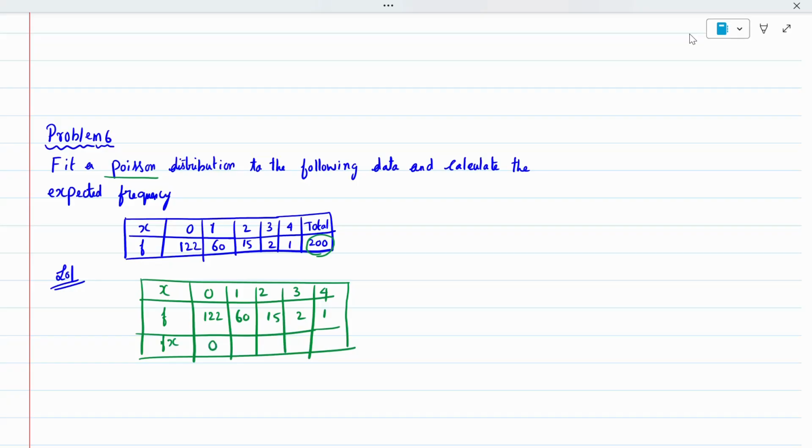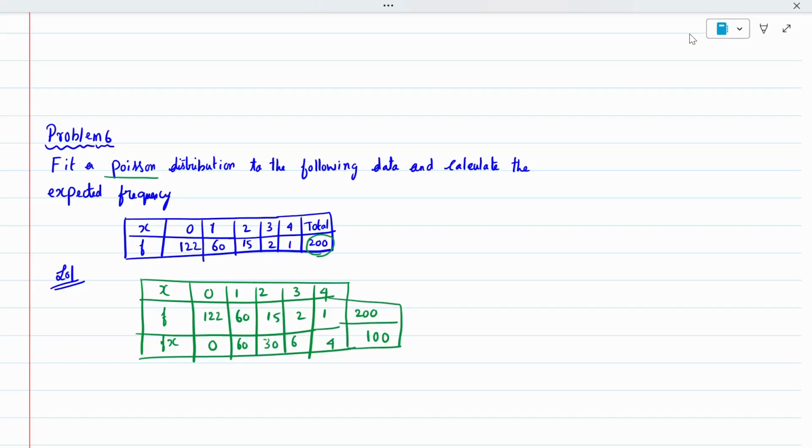0 into 122, 0. 1 into 60, 60. Okay, 2 into 15, I have to multiply. 2 into 15, so it's 30. So 6, 4, multiplied. Okay. So sum of fx, I need to calculate it. So when I calculate it, I am adding 60, 30, 6, 4. So I am getting 100. Already the given frequency total is nothing but 200. So this total we have calculated.